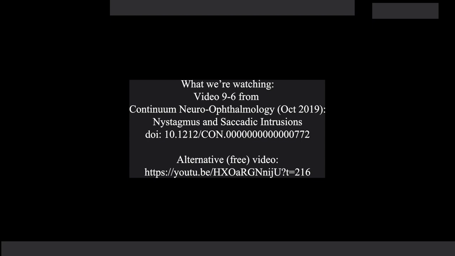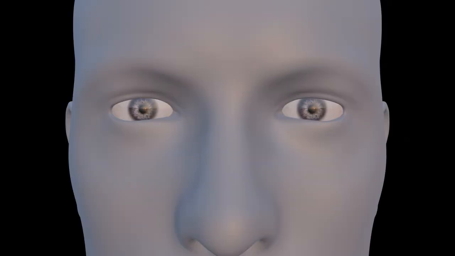Next is opsoclonus. This is just pure chaos. Very fast. Going everywhere. Just wild.